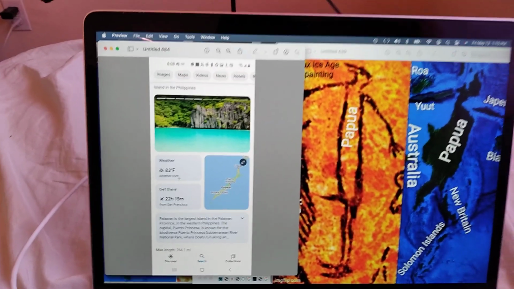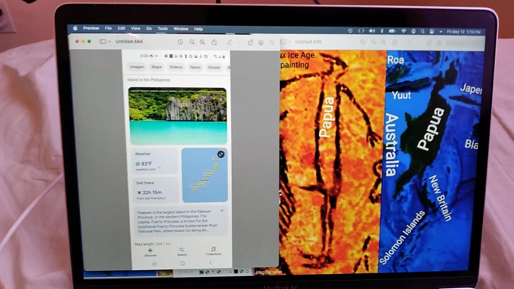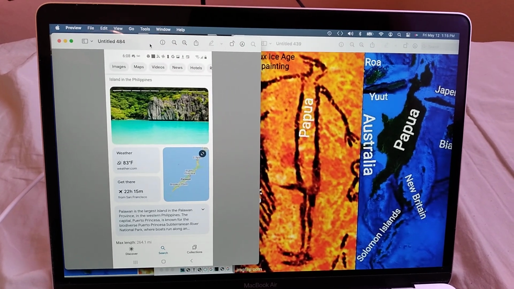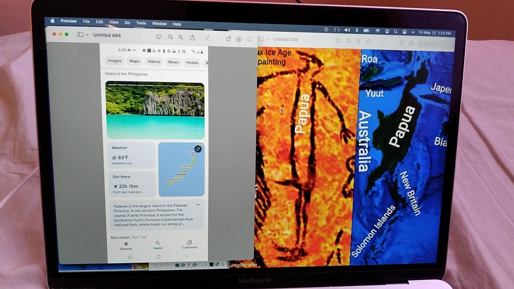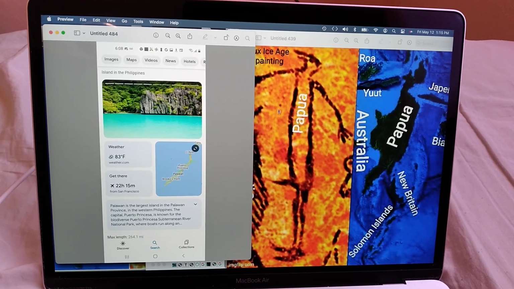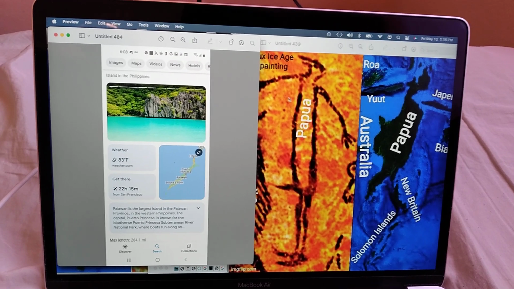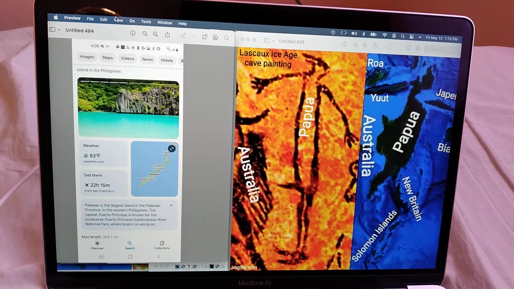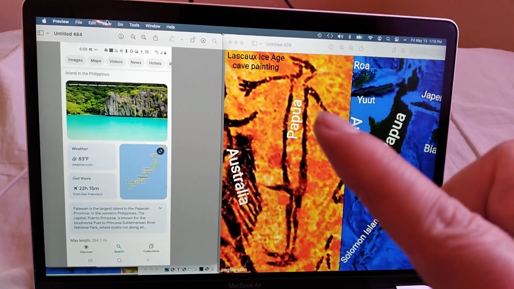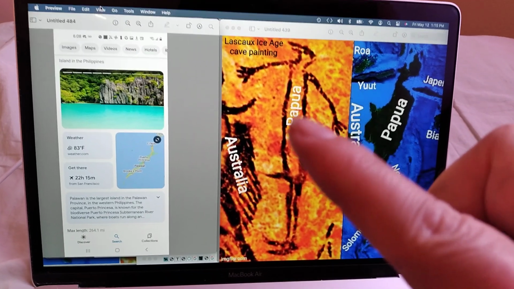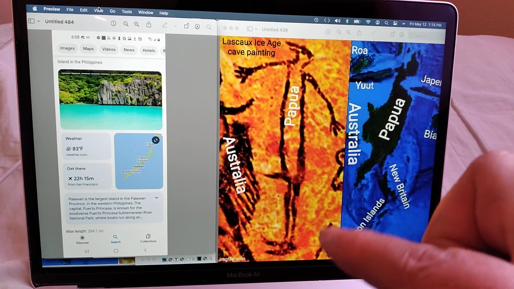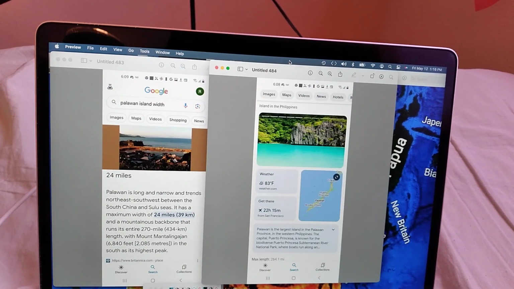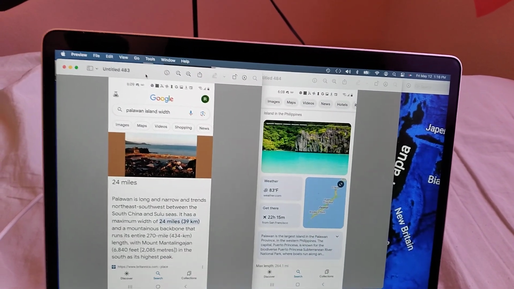So I've been studying the famous Lascaux scene, the French cave paintings, estimated to be about 20,000 years old. Some people say older, some people say younger. And this is the man, the anthropomorph figure of the scene, which is Papua. It certainly seems to represent Papua.